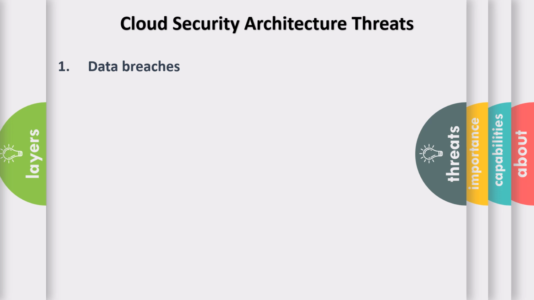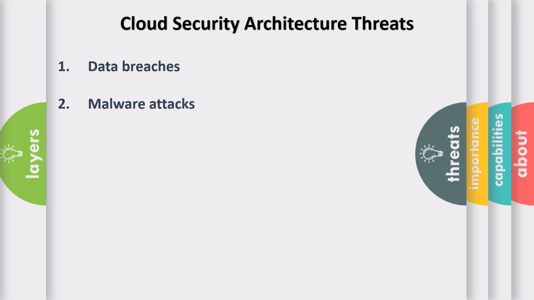So what is the threat? If a hacker breaks into our cloud storage or database, they can steal, delete, or leak sensitive data, which can lead to financial loss or damage to our reputation. So how is cloud security protected? Cloud security architecture uses encryption, strong authentication methods like MFA, and access control to prevent unauthorized access and keep data safe.